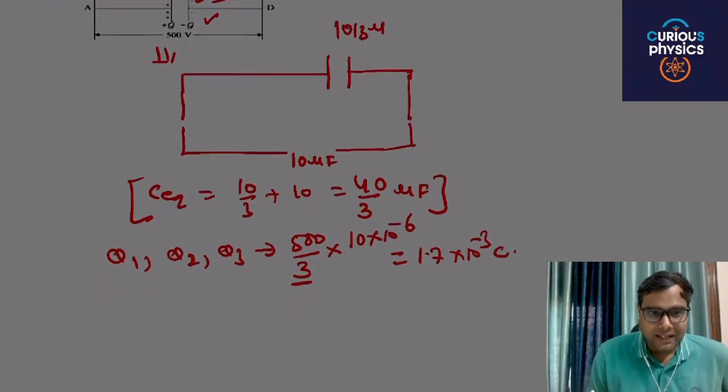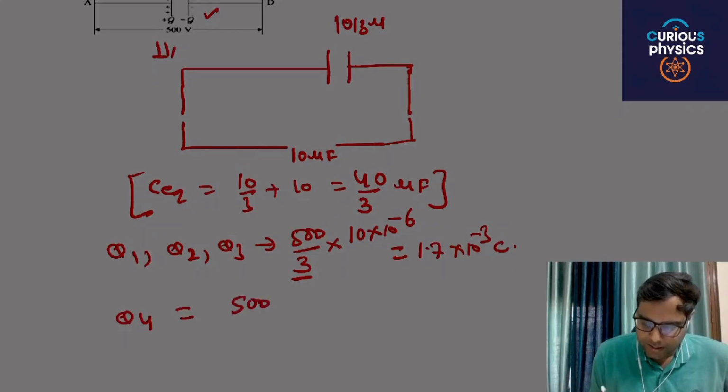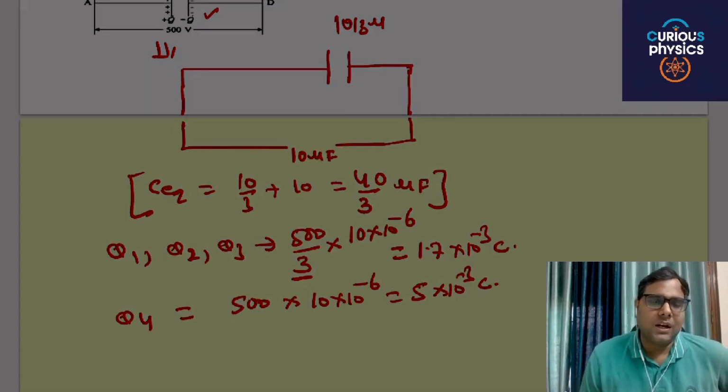And for the second case, what will be the charge across the fourth capacitor? Here the potential will be 500, and this capacity is 10 into 10 raised to power minus 6, which is equal to 5 into 10 raised to power minus 3 coulomb. Here the charge across the fourth capacitor will be 5 into 10 raised to power minus 3 coulomb. Are you able to understand my point?